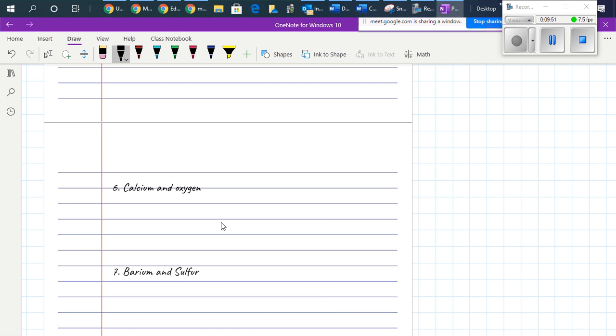Calcium and oxygen. Calcium is +2, oxygen is -2. Take those two, switch the places, calcium 2, O2. In the simplest form it will be CaO, which is calcium oxide.